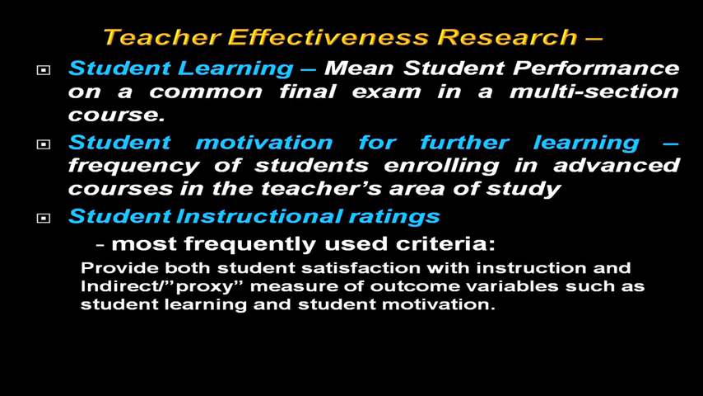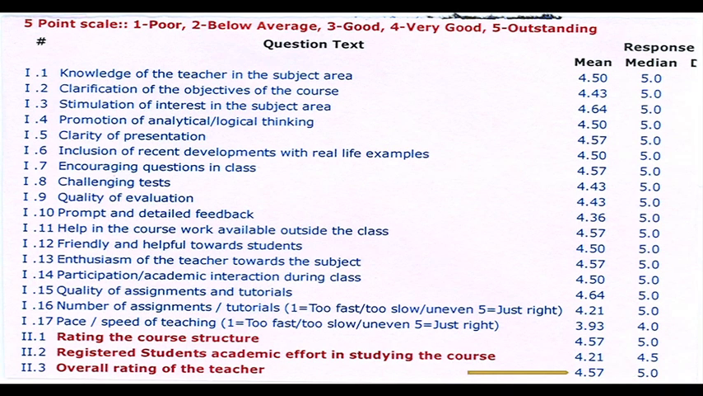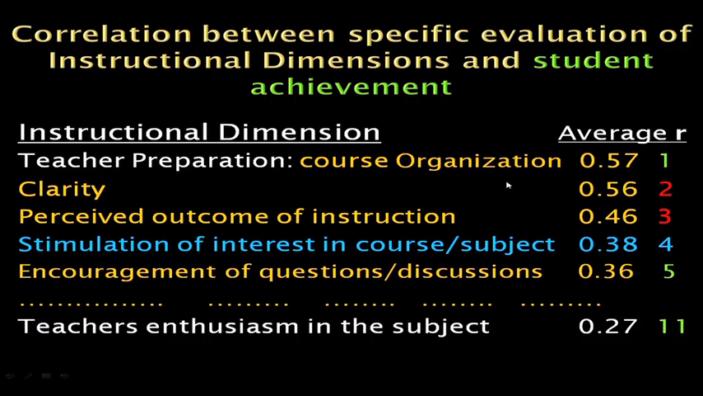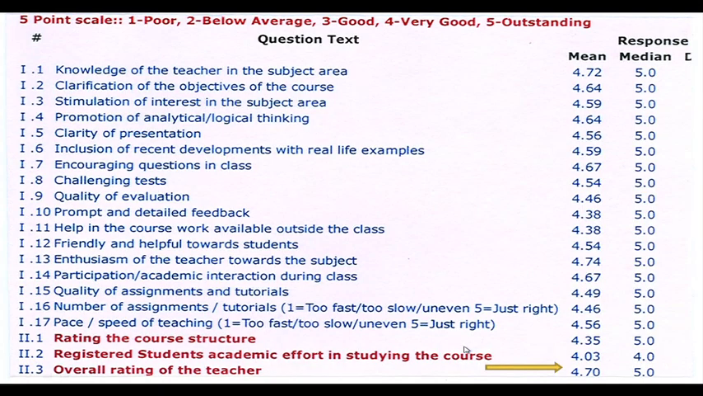Okay. So, I have to study teacher effectiveness, I will come to this later on. Several studies exist in different literature, I name two books. Based on the two books, I can say there are some higher level attributes: course organization, clarity, perceived outcome of the instruction, stimulation of interest in the course subject, encouragement of question and discussion, and teacher enthusiasm. If you see here, all are higher level attributes.